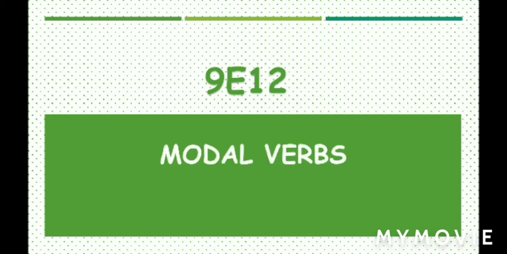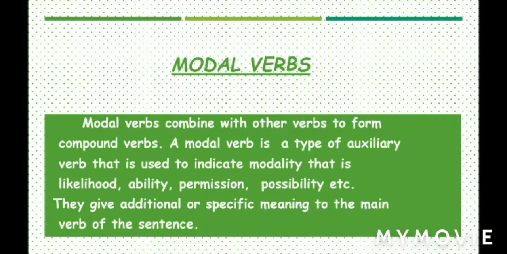That is modal verbs. Reference page 18, unit number 2. What are modal verbs? Modal verbs combine with other verbs to form compound verbs. A modal verb is a type of auxiliary verb that is used to indicate modality, that is, likelihood, ability, permission, possibility, etc. They give additional or specific meaning to the main verb of the sentence.